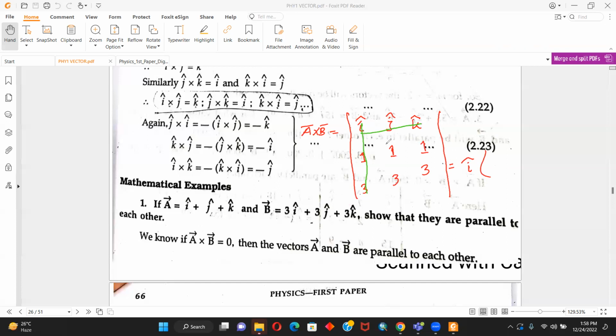Then what will you do? You will take this cross and then minus this cross. 1 times 3, okay, 1 times 3 minus 3 times 1. Oh, sorry, it will be 3 minus 3.